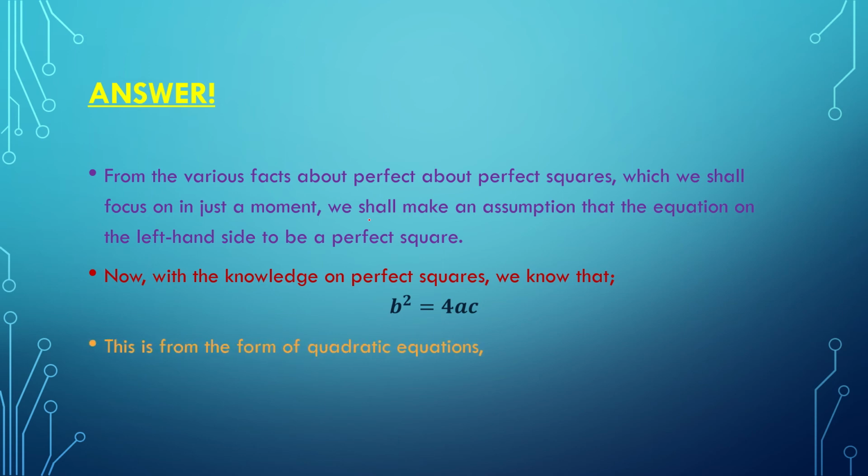So this is from the form of quadratic equations. We may ask, what is b, by the way, and what is a c? If I have my format of the quadratic equation in this particular form, a is basically the first coefficient, or basically the coefficient of x squared. c is the constant. b is the coefficient of x. So that is where we source b squared and a c from. And 4 is basically a constant that is usually in that formula.